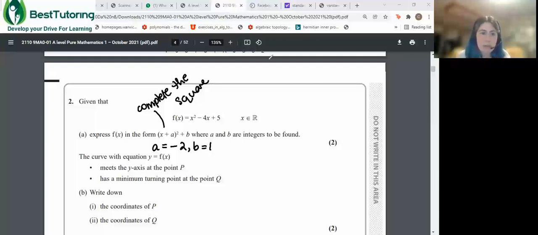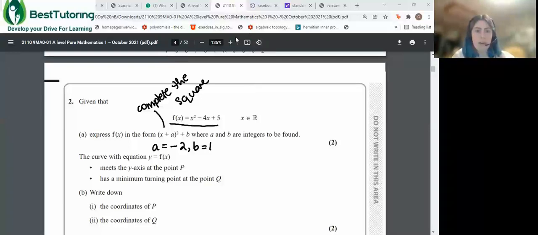But brilliant, guys. So the next bit says that the curve with equation y equals f of x, so this, meets the y-axis at a point P and has a minimum turning point at Q. And we need to write down the coordinates of P and Q. So first off, from our equation f of x, how do we work out the coordinate of the y-intercept? That's what P is. So how do we work out the y-intercept? Or if you just want to send me the answer, if you find it easy, just do that.